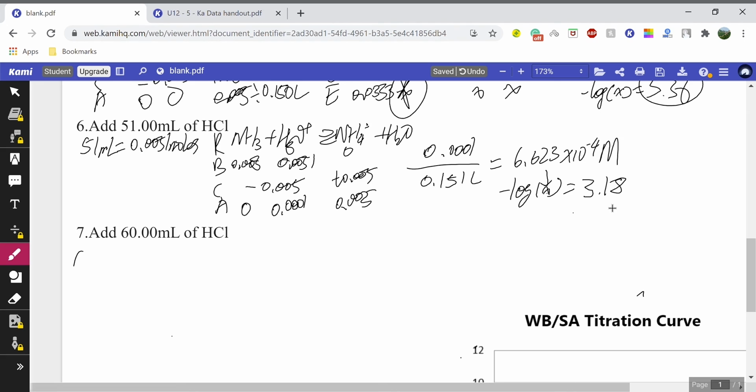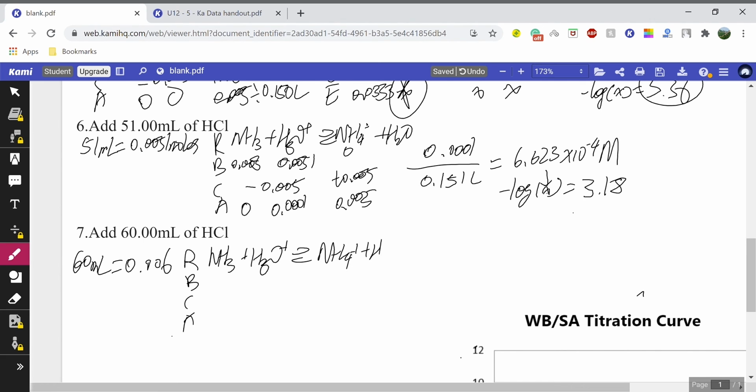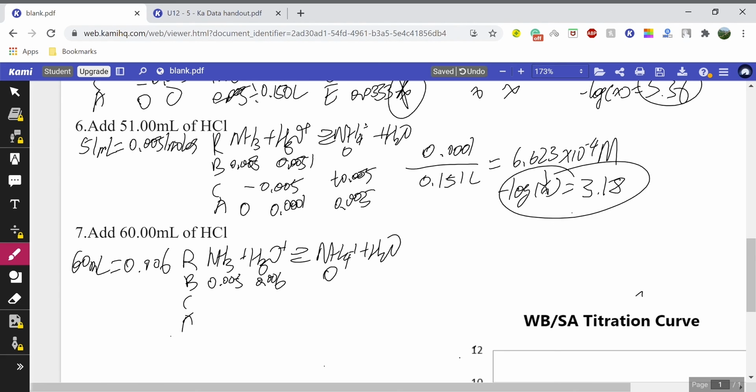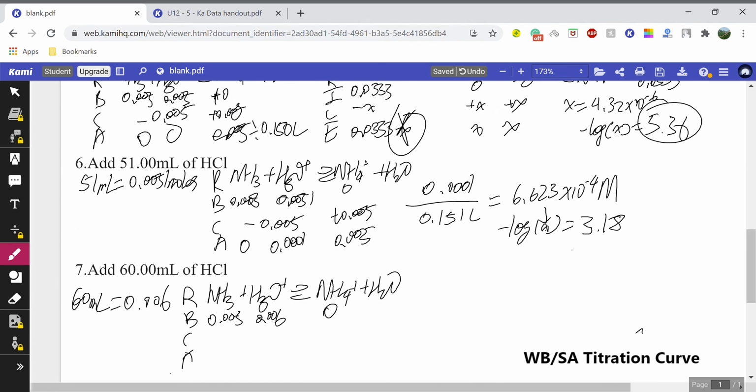Alright, finally we have 60 milliliters. 60 milliliters is 60 divided by 1000 times 0.1. That will give you 0.006. Now in our RICE chart, we have NH3 plus H3O plus, forming NH4 plus H2O. Right now this is going to be 0.005, this is going to be 0.006, and this honestly won't matter because we're going to be using the concentration of H3O plus anyways. You can just take the negative log of the concentration of remaining H3O plus when we exceed the equivalence point, when we have no more base left and only H3O plus. In the previous video where we did OH minus, that's the exact same thing we did.